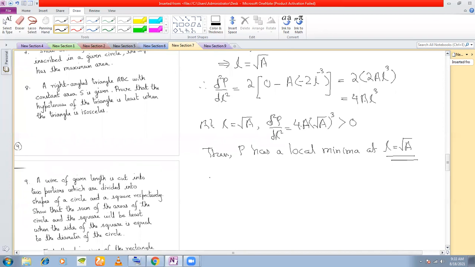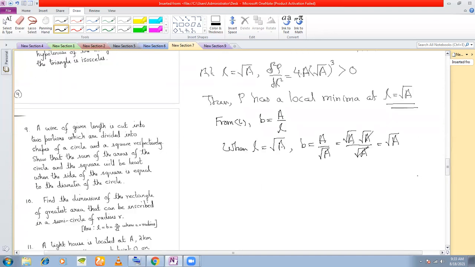Now, if the length is equal to square root of a, then what should be the breadth from 1? What was the breadth? A by L, right? Now, when L is equal to root a, what is the breadth? A by root a, which is equal to root a into root a divided by root a. So one root a cancels, right? So that means you get breadth is equal to root a.